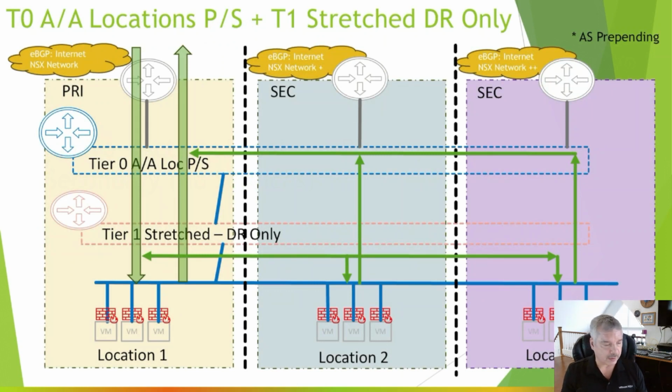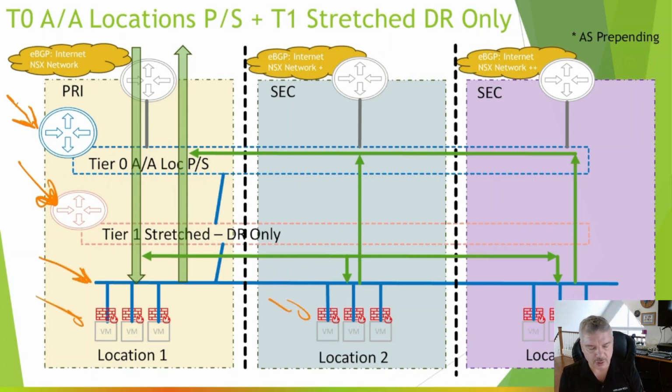Now you'll see I got my stretch Tier 0 and I got my stretch Tier 1 gateways. There's no services on there. I got a segment. I'm keeping the drawing really simple. I've got a segment with a bunch of VMs across these locations. Okay. So this is a 2-tier routing model. I just kept it really simple, right?